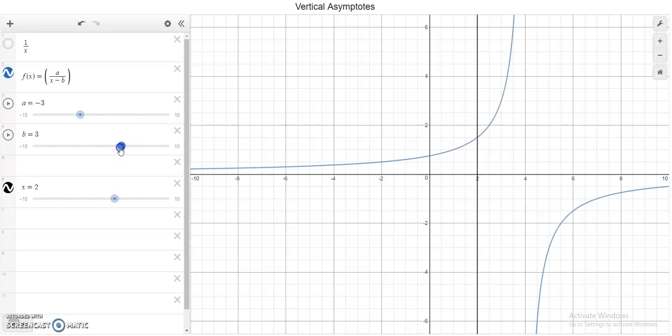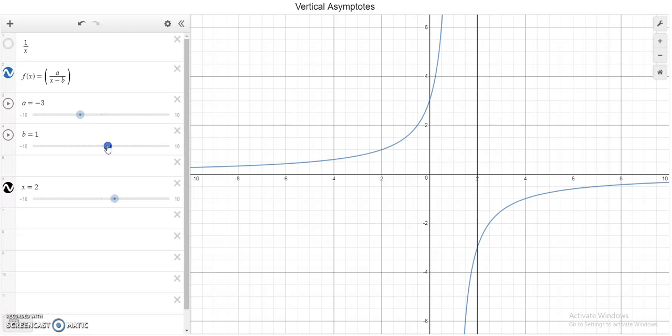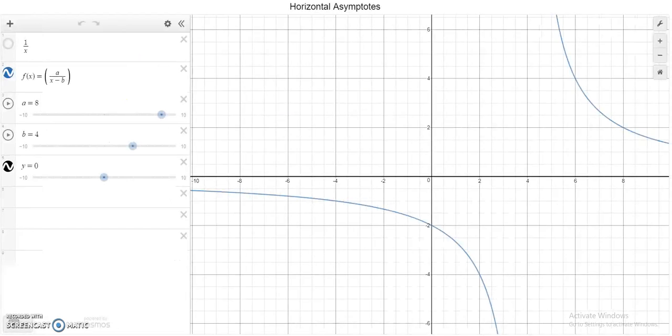Now once we start changing b, that's when our vertical asymptote will change. So if our b is 1, we can change our vertical asymptote to 1, and they're the same values, which is our vertical asymptote. Because remember, it's 0's in the denominator. Or horizontal asymptotes, which I have at y equals 0.